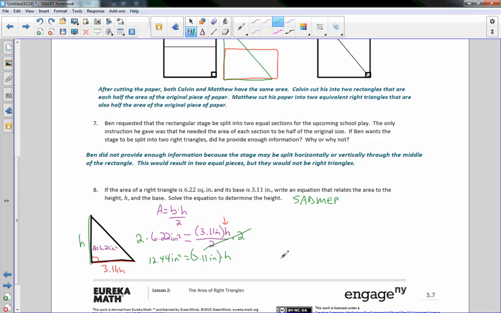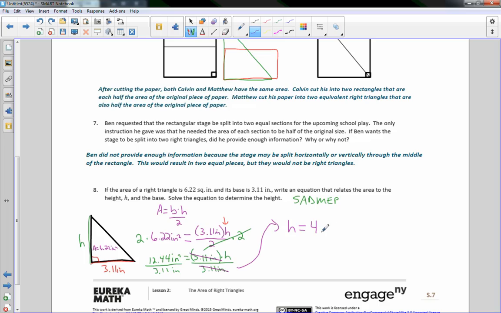Now this is multiplication. In order to get rid of multiplication, we divide. So I'm going to divide both sides by 3.11 inches. I keep forgetting that. And this side by 3.11 inches. And what happens then is the 3.11 inches cancels with 3.11 inches, and we're left with this h all by itself, equal to, and 3.11 will go into 12.44 exactly 4 times.